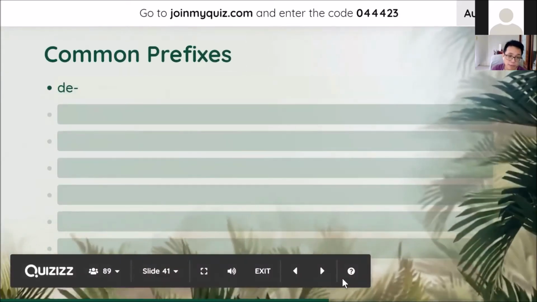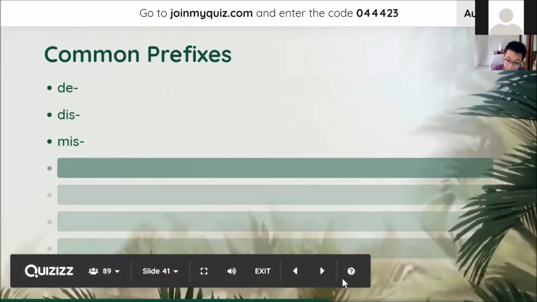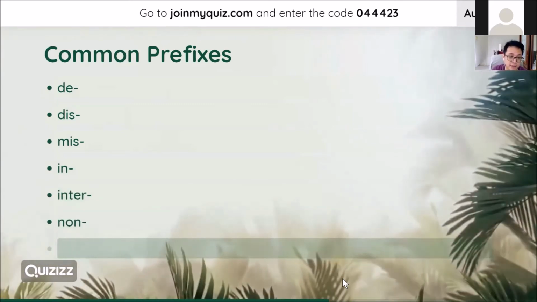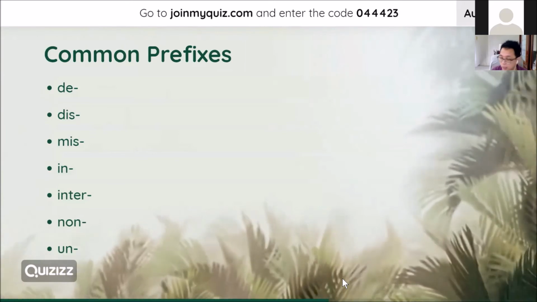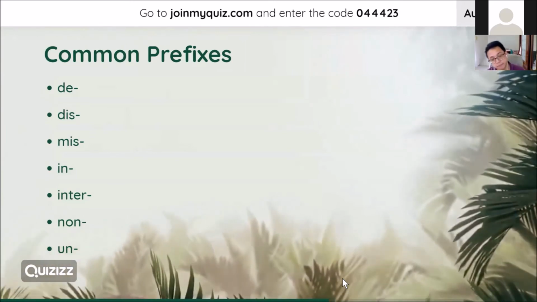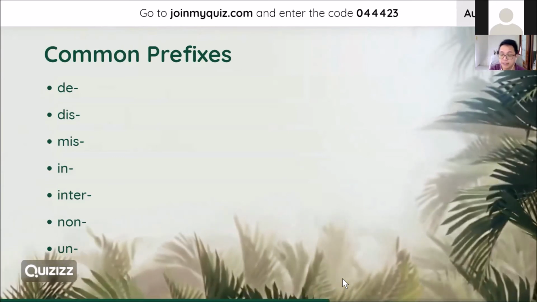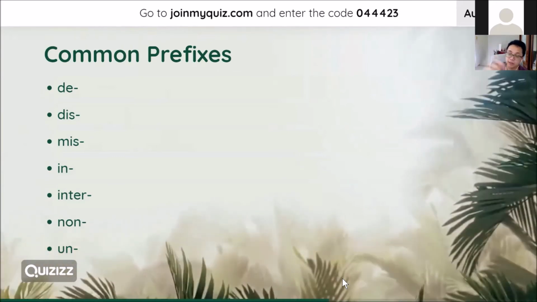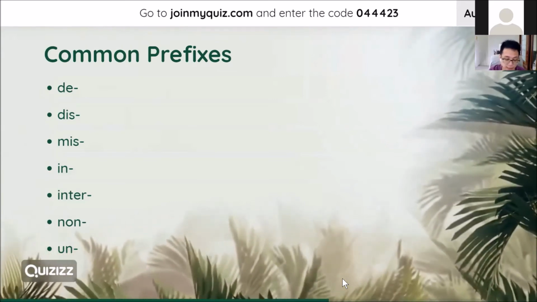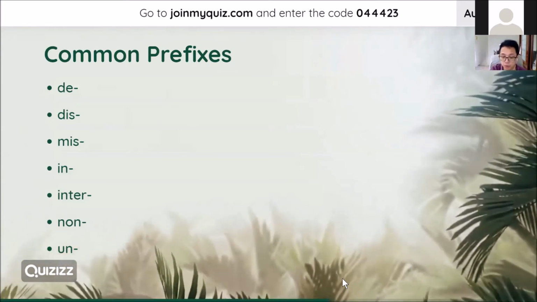Okay, so we're going to learn about prefix first. Here are some common prefixes. I'm just going to go through them. Dis, mis, in, inter, non, un. So these are words that you add in front to make it a different meaning. Like inter, you add inter in front of national, international. So it means a different meaning. 国家变国际.